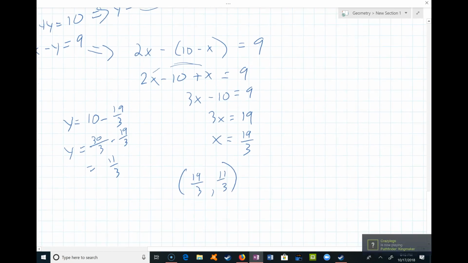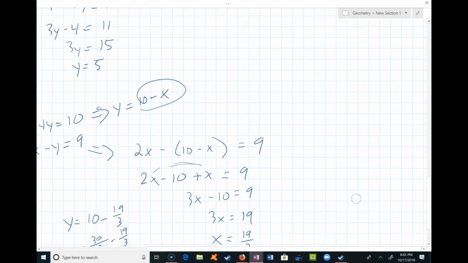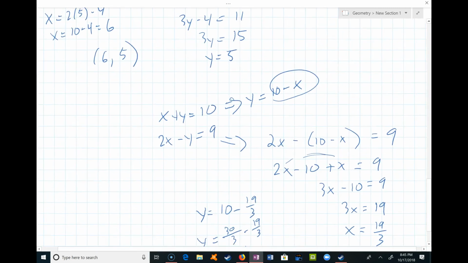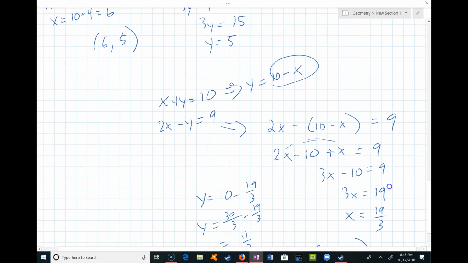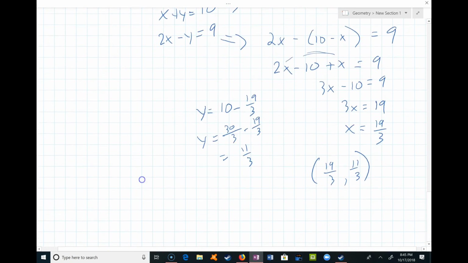And that, my friends, is how you do the substitution method. The key is taking one of the equations and solving for one of the variables and then plugging into the other equation. Okay, so I'm going to go ahead and end this. This is a short one.